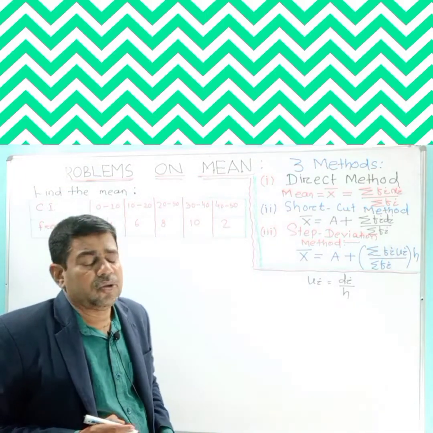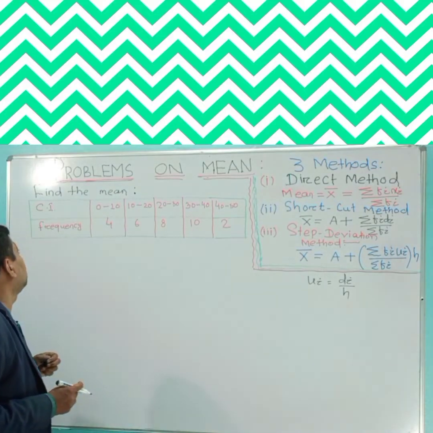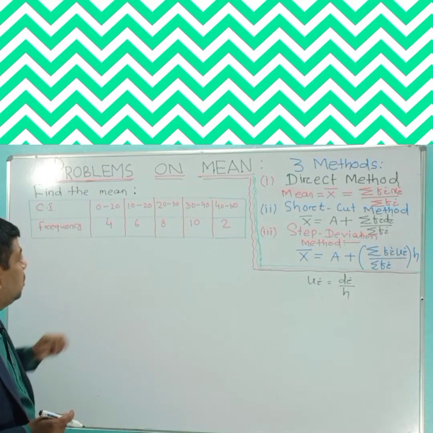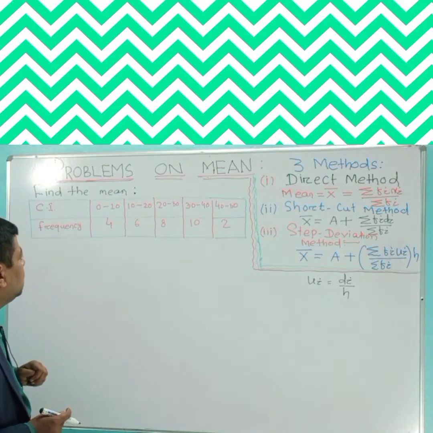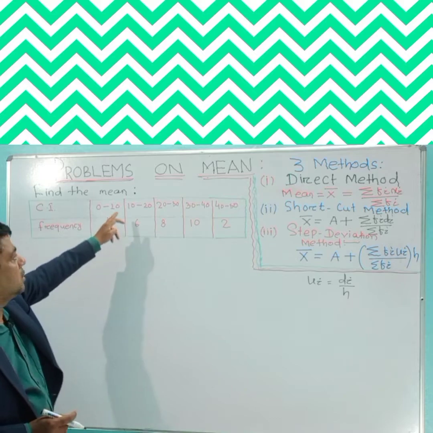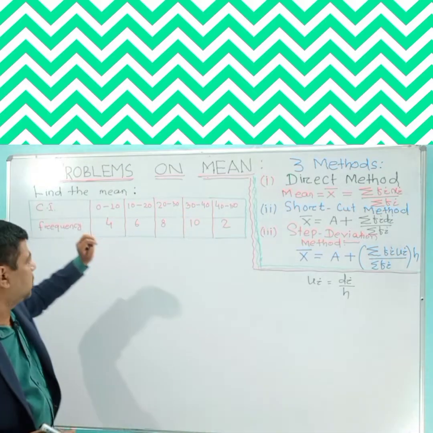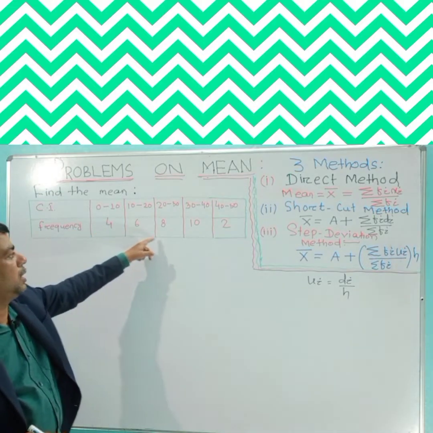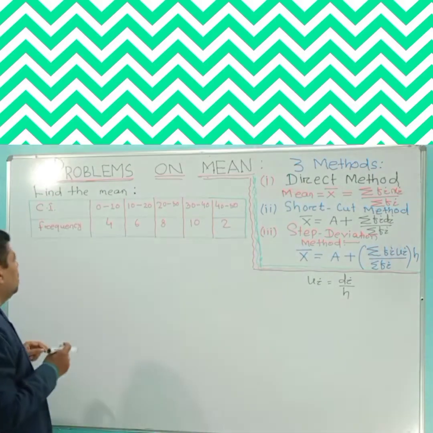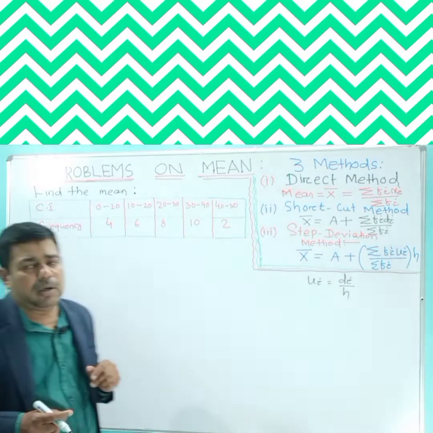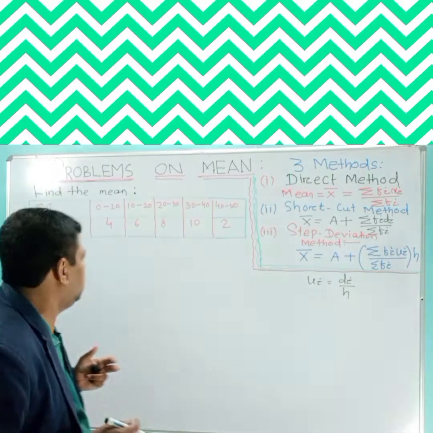Understand? So let's see. Here is a problem in front of you. Find the mean of the following distribution table, where the class intervals given are 0 to 10, 10 to 20, 20 to 30, 30 to 40, 40 to 50, and the frequencies are 4, 6, 8, 10, 2. So this is a group frequency distribution table, and you have to find the mean. Let us find the mean in three methods, one by one. First, the direct method.